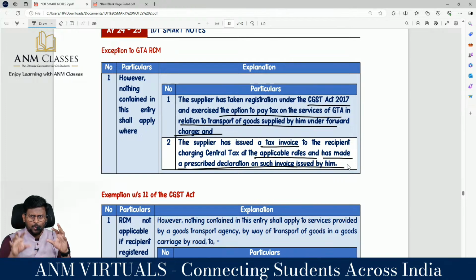So if the service provider is GTA and the service recipient is one of the 7 specified persons located in the taxable territory, the person liable to pay GST is under RCM. Whereas if the GTA has adopted the forward charge, and in the invoices they are informing the recipient that they have adopted the forward charge, then the RCM provision will not be applicable.